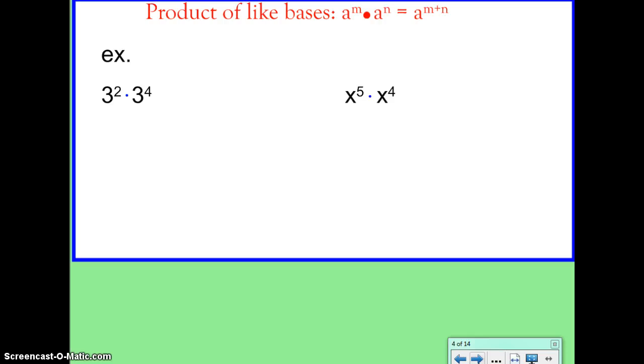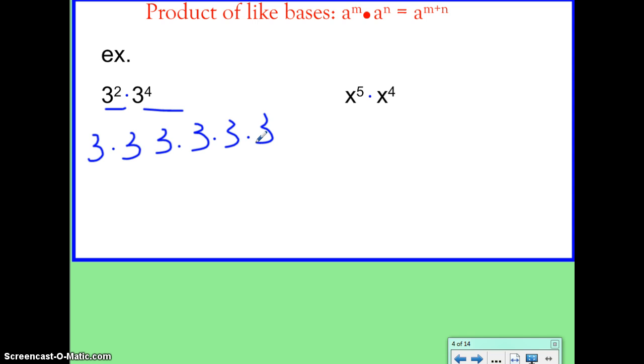Now please bear with me as I'm on the iPad and my handwriting looks disgusting on it, but we'll make it work. So here we start off, we have 3 squared, and you guys told me before that 3 squared simply means 3 times 3. You were very comfortable with that. And 3 to the 4th power meant 3 times 3 times 3 times 3.